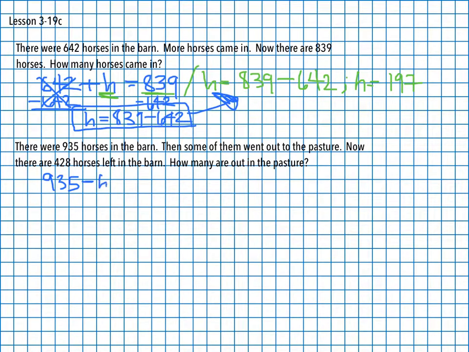So we are going to subtract h, and then we're going to get 428, because that's what's remaining in the barn. Okay? So now our solution equation is we're going to set that equal to h. h is equal to, and we're going to take these numbers. We had 935 that were started in the barn, and then we have 428 that were left in the barn. If we do that subtraction, we're going to figure out the number of h horses, which means the number that went out to the pasture.